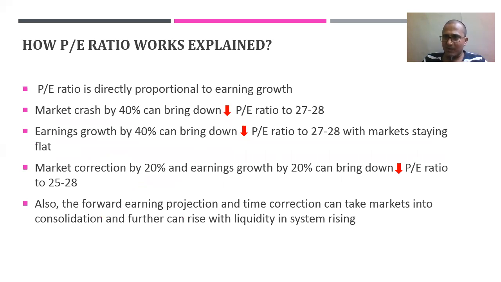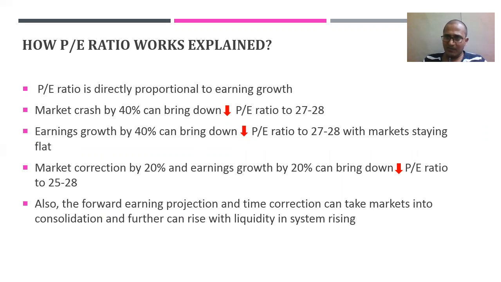A market crash of 40% while the PE ratio is around 37 to 38 can bring it back to the 26 to 28 zone. That can be one case scenario, which most people are expecting, but this can be a different scenario this time. Earnings can grow by 40%, the market can stay flat, and the PE ratio can come to 26 to 28.